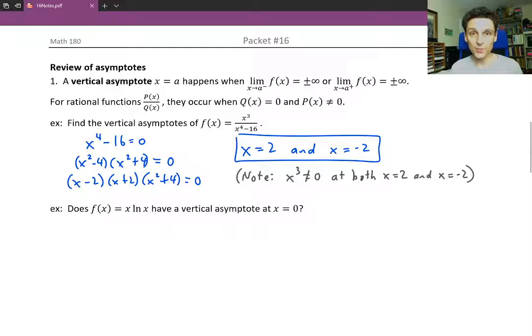If both the top and the bottom are 0, well then you have an indeterminate form. And there it's possible that it's a vertical asymptote, but it's possible it's not a vertical asymptote as well. It could just be a hole in the graph.